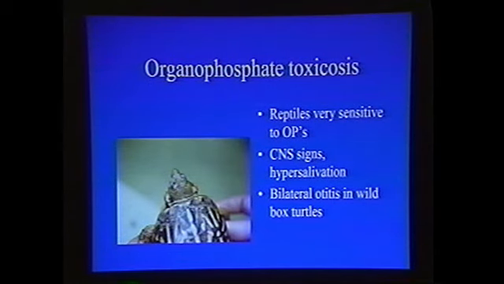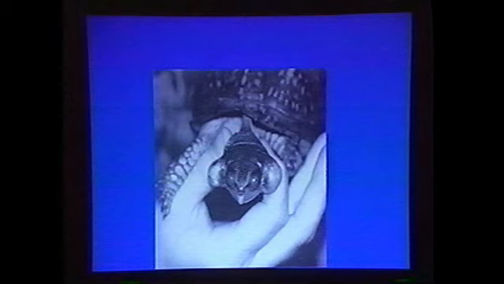Presumably, this accumulation interferes with vitamin A metabolism and results in squamous metaplasia in the ear canals and subsequent abscess formation. This is the appearance of one of these turtles with high levels of organophosphates in the liver and abscesses in the ears.